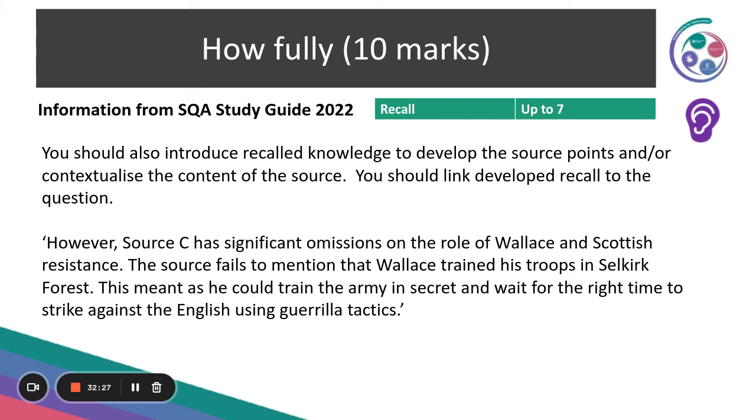So recall, you can get up to 7 marks for recall. This is a gift for most people because it's a full topic, so they can at least think about at least 7 marks from that. So you should also introduce recall knowledge to develop the source points and or contextualise the content of the source. You should link developed recall to the question. However, source C has significant omissions on the role of Wallace and Scottish resistance. The source fails to mention that Wallace trained his troops in Selkirk Forest. This meant he could train the army in secret and wait for the right time to strike against the English using guerrilla tactics. So, given a point of knowledge related to the question.